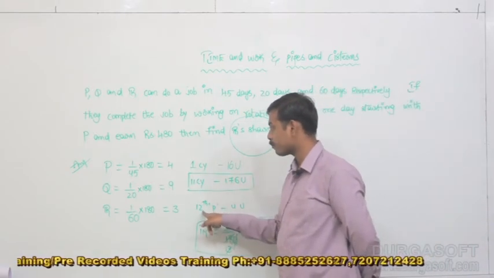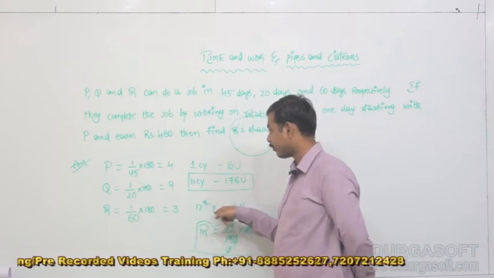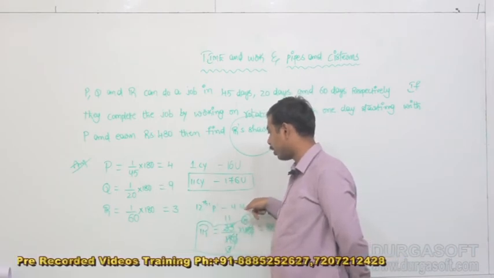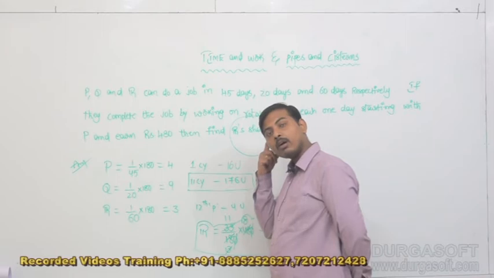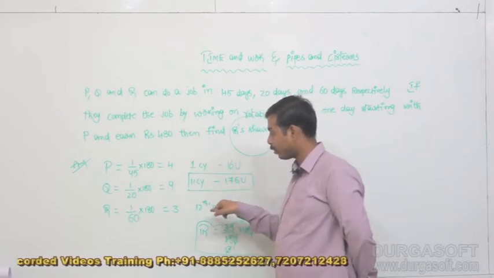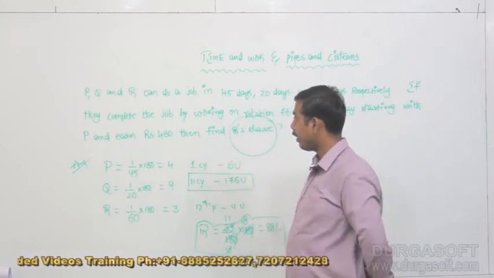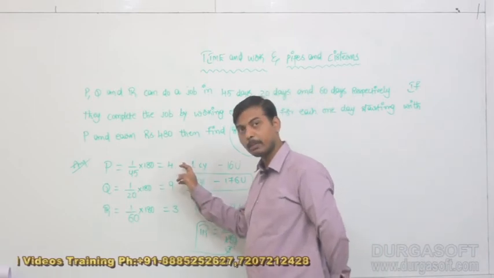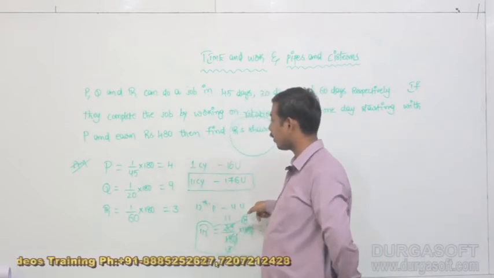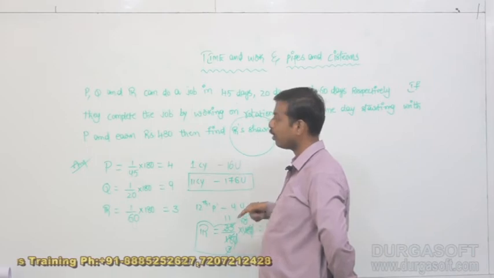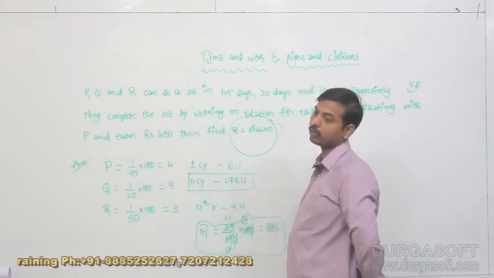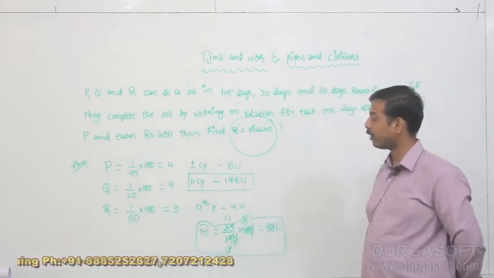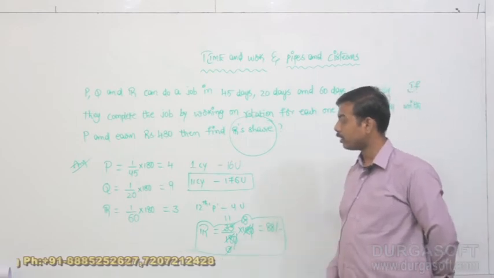12th cycle. That is the first day. On that first day only P is involved. Why? Because the work started with P only. P completes how many units here? Per day 4. Here also P needs to complete 4. 176 plus 4, a total of 180 units of work is completed. There is no requirement for Q and R in the 12th cycle.